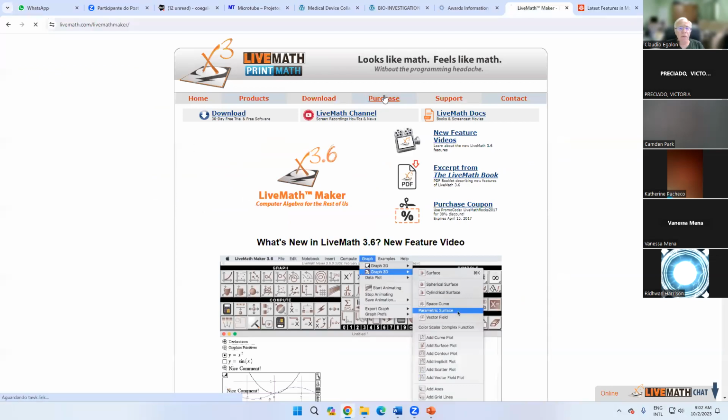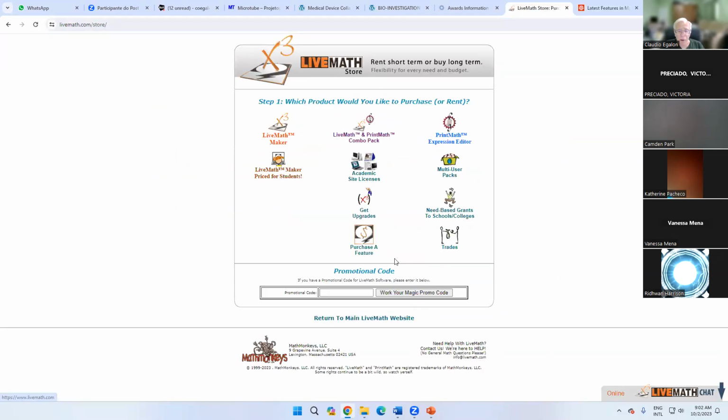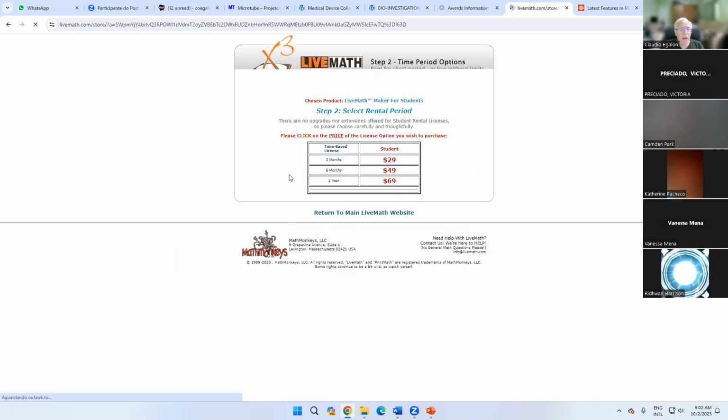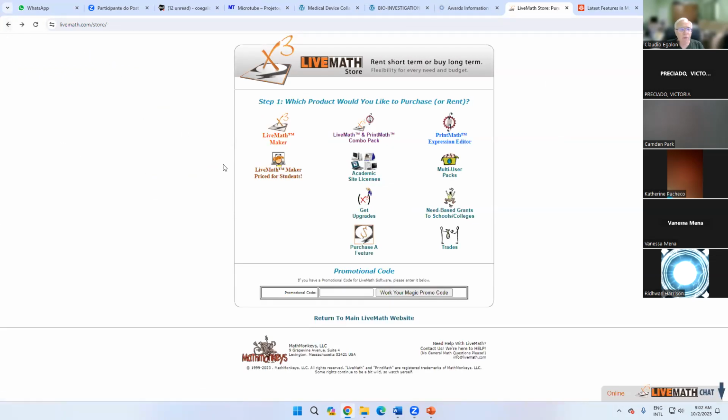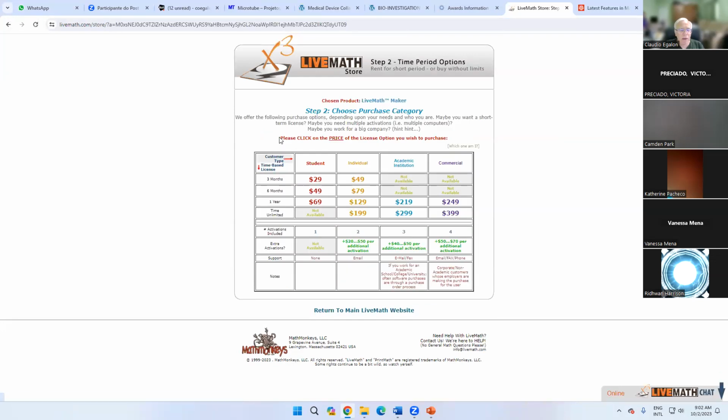Let's see, purchase, right? Let's see how much they're charging for that. I think it's around $100. Purchase a feature, get upgrades, LiveMath Maker, price for students. See that? $29, 3 months, 6 months, 1 year. I think the lifetime of the software is something around $100 or $200. Oh yeah, here you go. Student, individual, academic, institution, commercial. Okay. Wow, they increased time unlimited to $400.